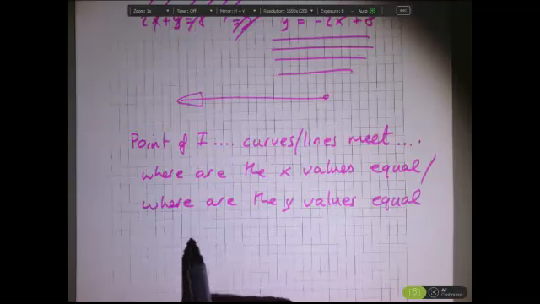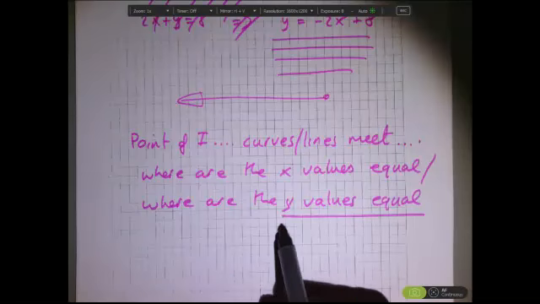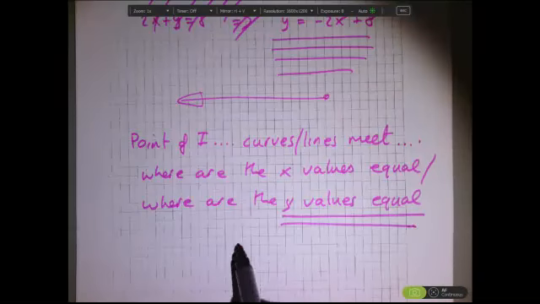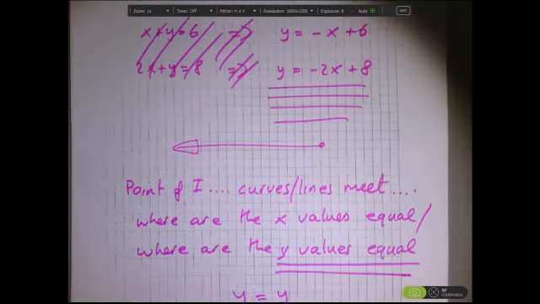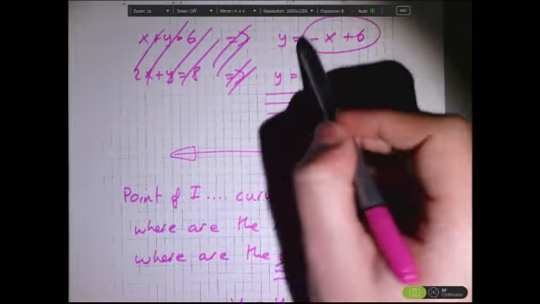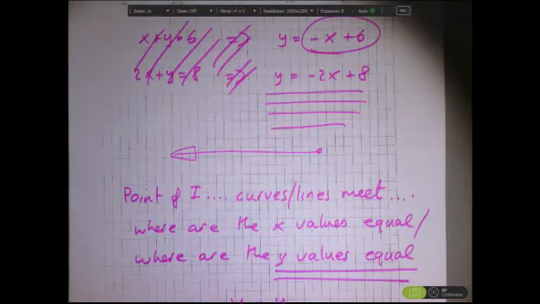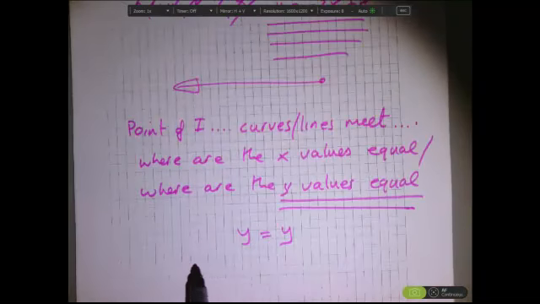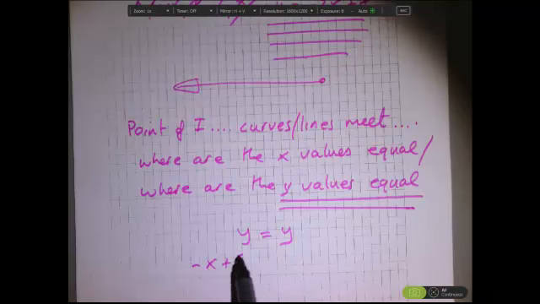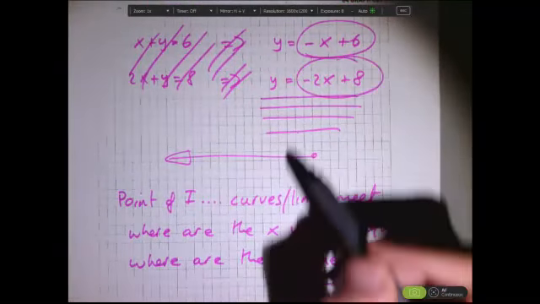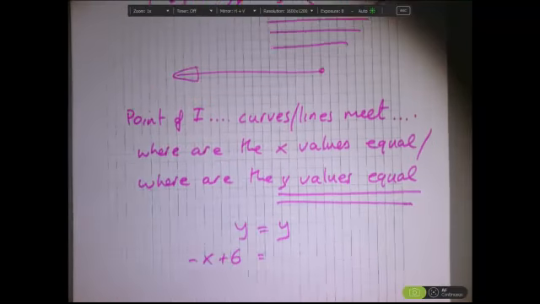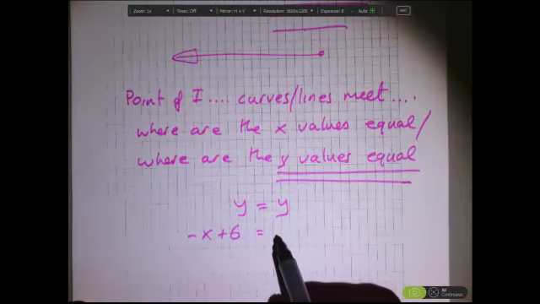So in other words, what you can say is, well, if the y values are equal, can I not just put y equal to y? And if y is equal to minus x plus 6 from the first equation, can I not just put this in here? And if y is equal to minus 2x plus 8 from the second equation, can I not just put it in here?